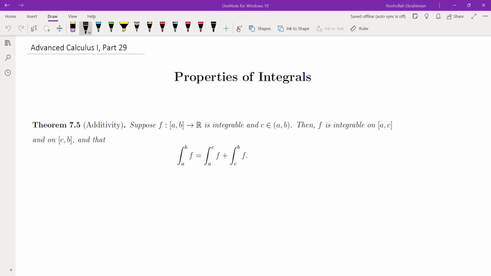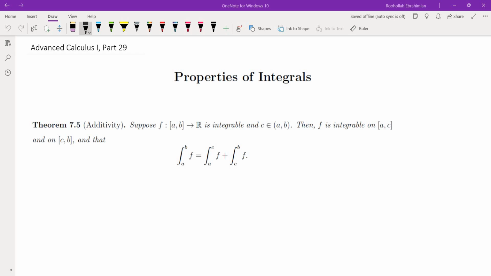Hello, in this video we're going to go over some of the properties of integrals. Last time we talked about how to find integrals and the Archimedes-Riemann theorem that allowed us to show some function is integrable and also find the integral as the limit of the upper sum of the sequence that is Archimedean.